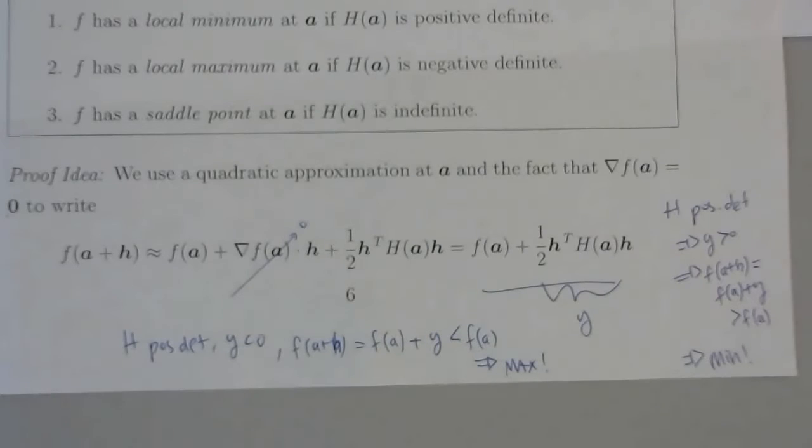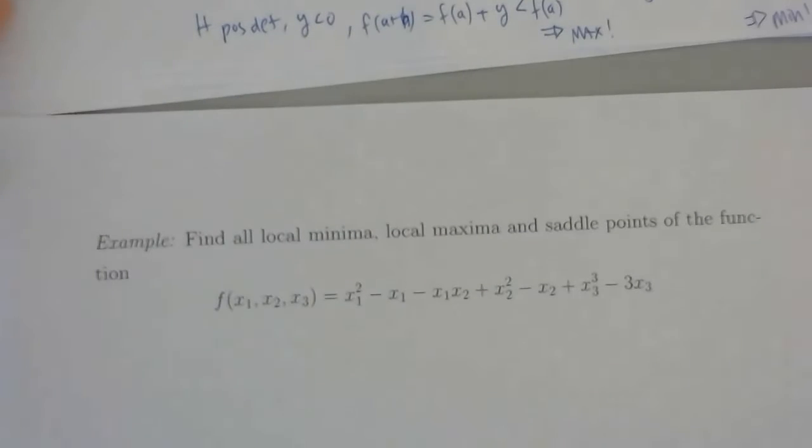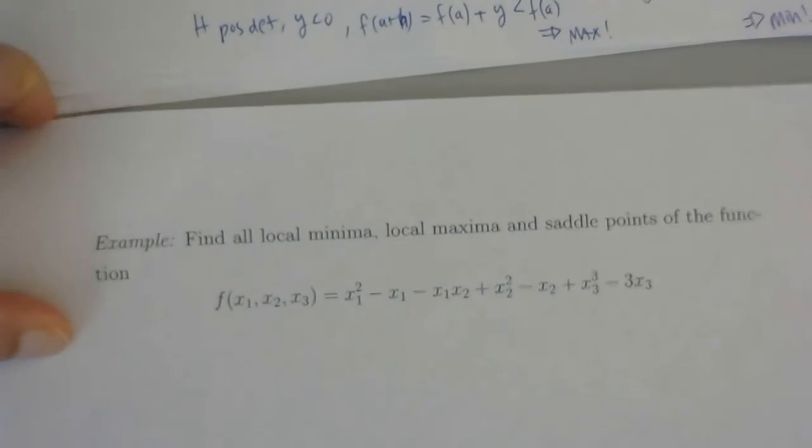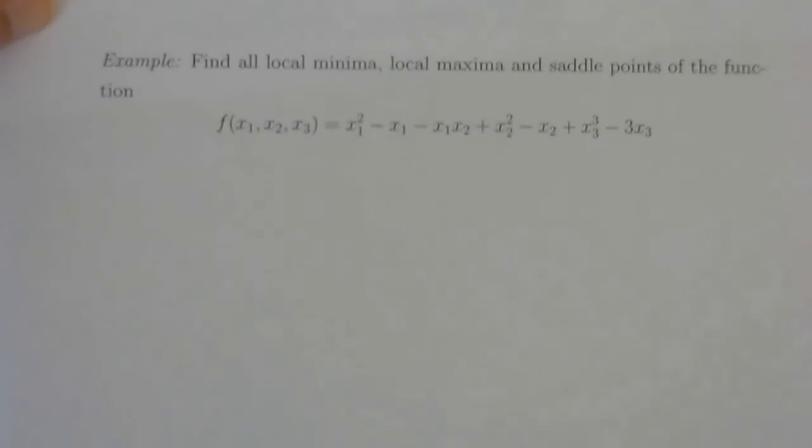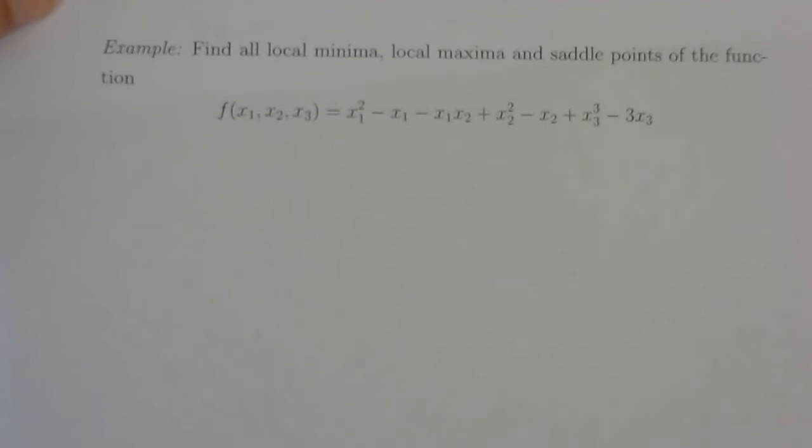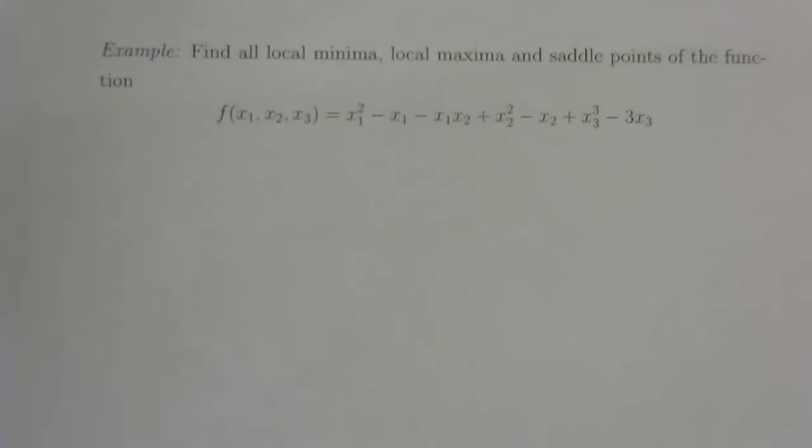Okay, so let's practice finding local minima, local maxima, and saddle points. So we'll practice on this function here. I have this function of 3 variables. F of x1, x2, x3 is a scalar valued function. The first step is to find the critical points, and for that I need to find the gradient and find the x's that make it equal to 0.